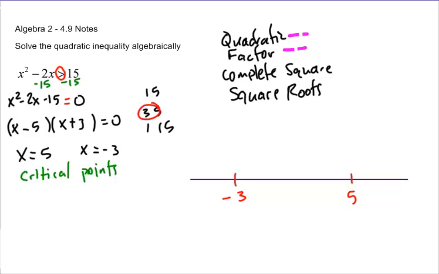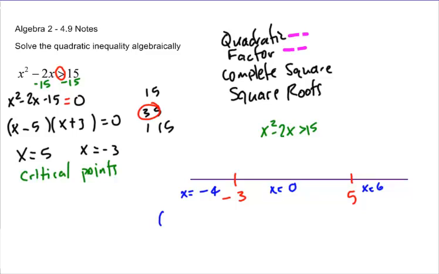And then what we want to do is test these on our original inequality, x squared minus 2x greater than 15. So choose a value from each piece. We'll choose, say, negative 4, which is smaller than negative 3. We'll choose 0 because that's between negative 3 and 5. And let's choose 6 because that's larger than 5. We're going to substitute these in for x, so x is going to equal all these 3 values.